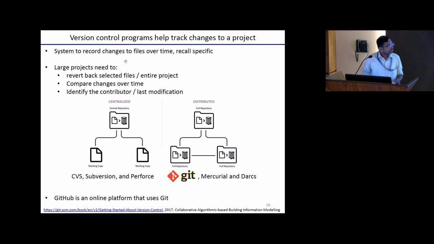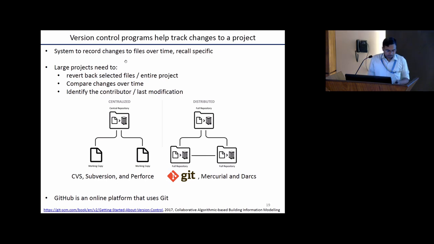So when you make changes to your software or when you make a pipeline, you always need to modify or change it, right? And what do you do with those changes? You need to track those changes, or in general, if you make any changes to a file, you need to trace them back once in a while, to recall maybe some specific details. And in large projects like some pipelines or whatever you are working on, sometimes you need to revert back certain files or the entire project. You need to compare the changes, like what changes you made to the software before or after a certain modification. And you need to identify who made the changes also.